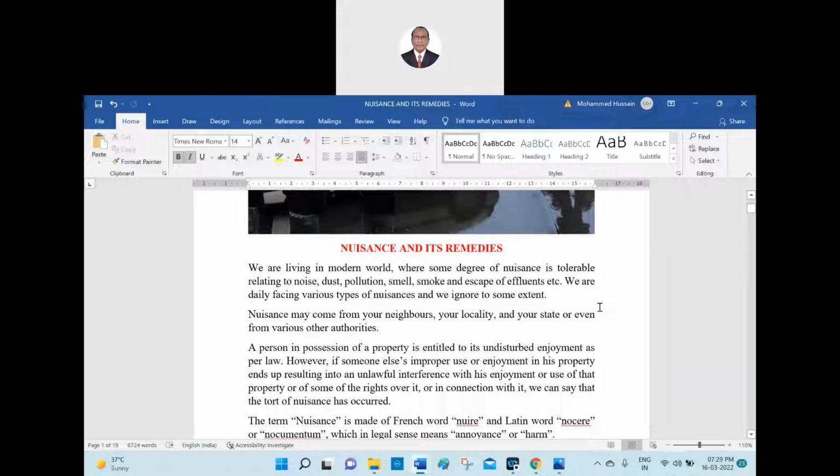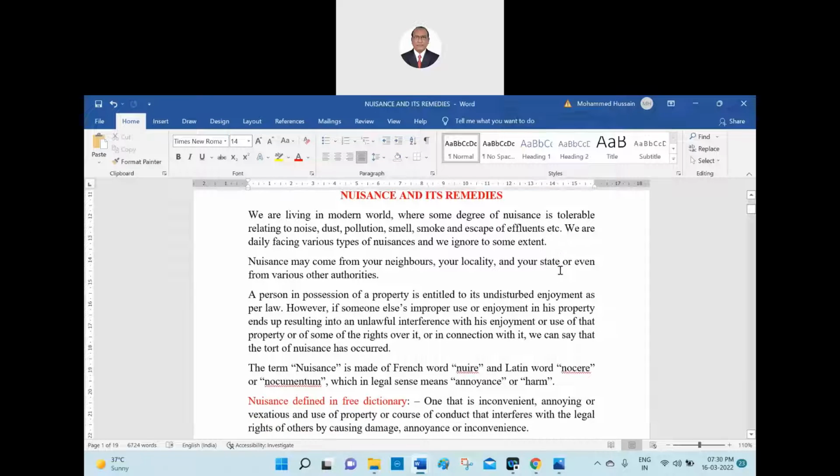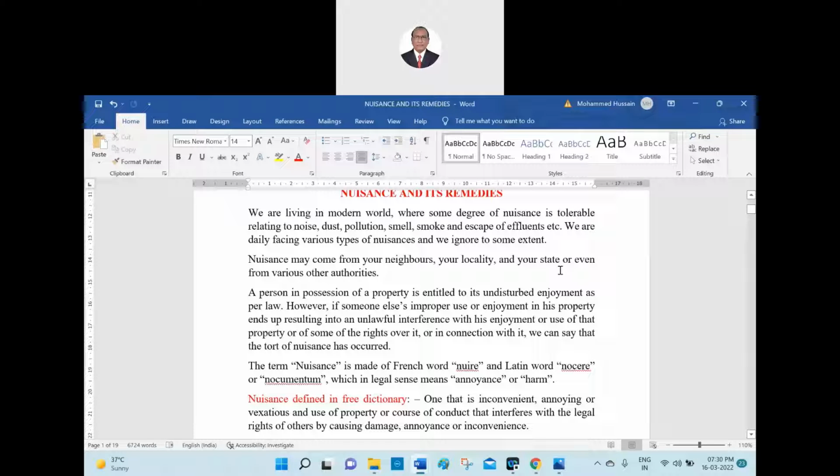So, nuisance and remedies. We are living in a modern world where some degree of nuisance is tolerable relating to noise, dust, pollution, smell, smoke, and escape of effluents, etc. We are daily facing various types of nuisance and we ignore it to some extent. Nuisance may come from your neighbors, your locality, your state, or even from various other authorities.